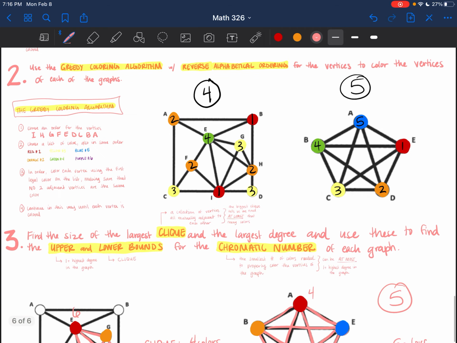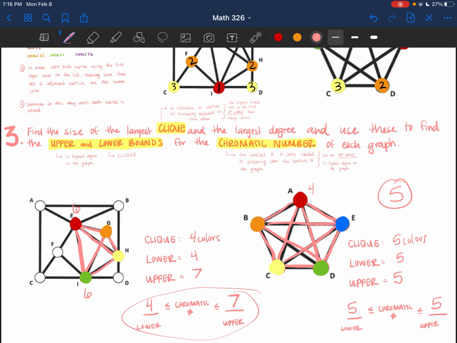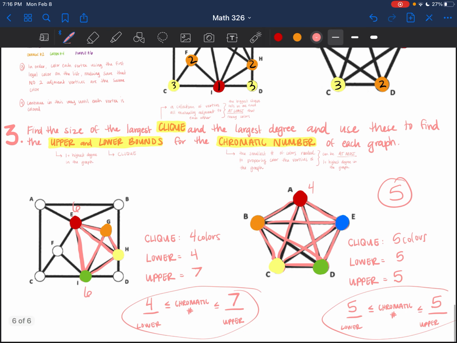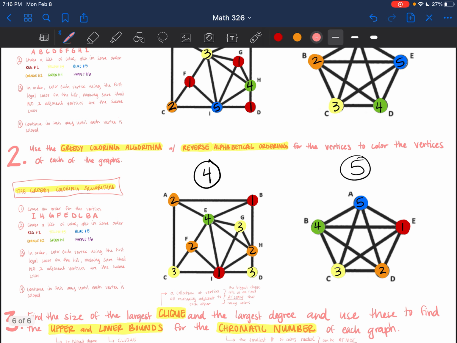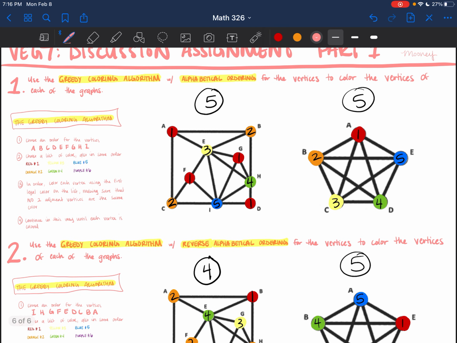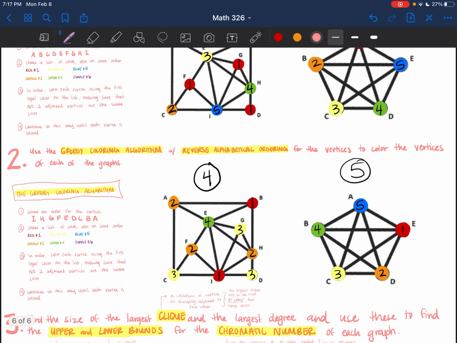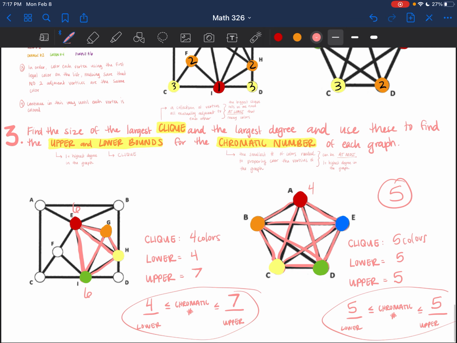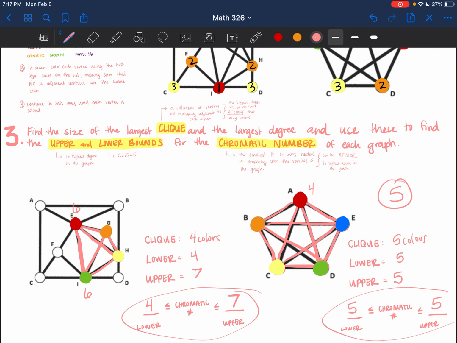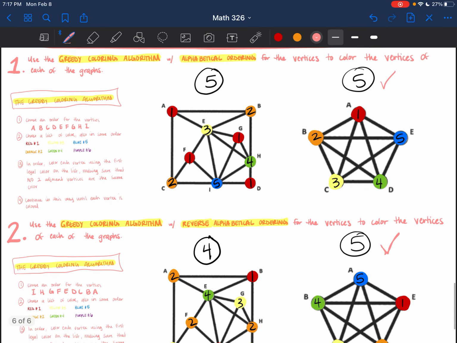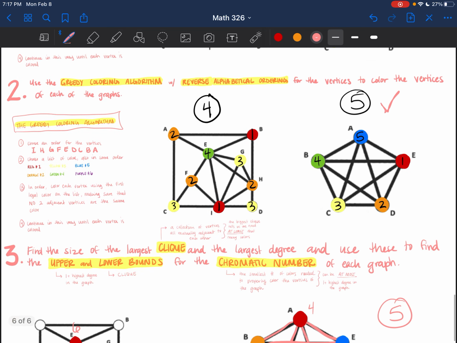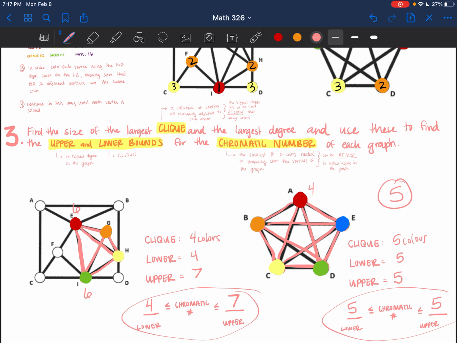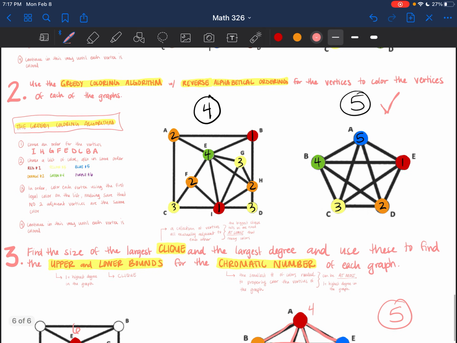So if we look back at our graphs and compare that to what we found here and here, we know that graph number 2's chromatic number is 5. So our first attempt using the greedy coloring algorithm gave us the chromatic number, because we know it's 5. And our second attempt with the greedy coloring algorithm with reverse alphabetical order gave us 5, and we know that's also the chromatic number. But for graph number 1, the chromatic number could be between 4 and 7. So 4 being the smallest that it could possibly be, and 7 being the biggest that it could possibly be.